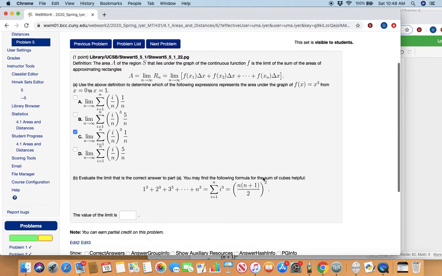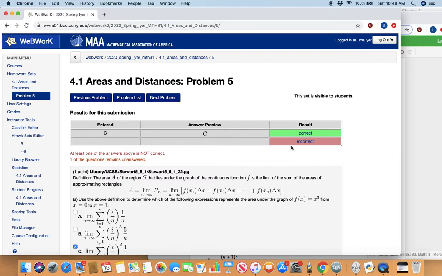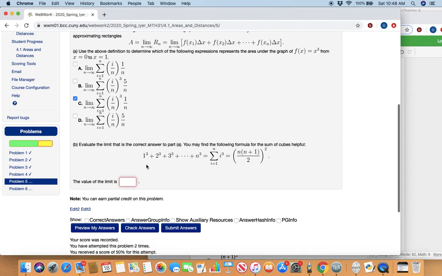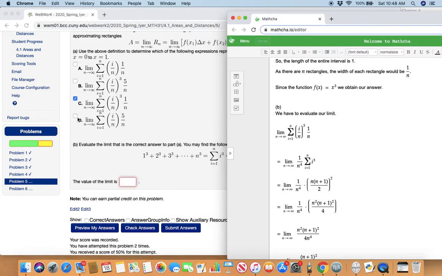Okay. Now let me submit and check. That's correct. Which brings me to problem B. The question says evaluate this limit.